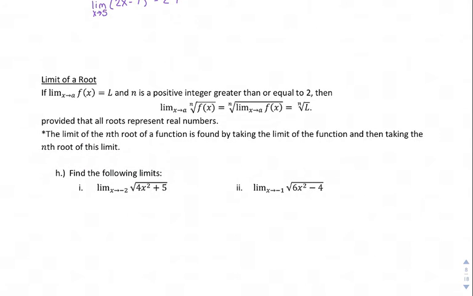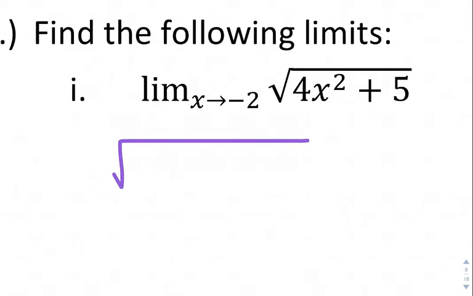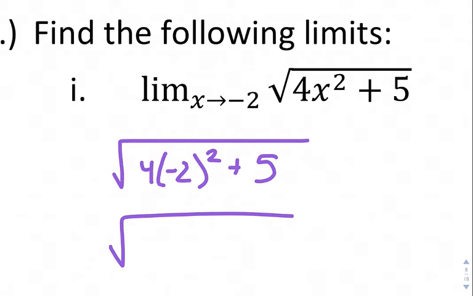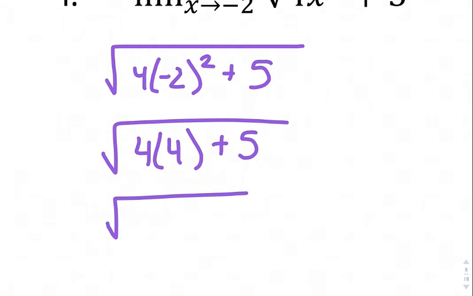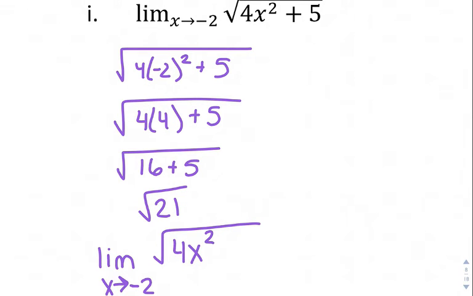Root is the same way. We plug in an x value, we see what our output is. So here it says -2, so I'm going to plug in -2 for any x value I see and simplify. So -2 squared would give me 4. 4 times 4 is 16. 16 plus 5 is just 21. And I really can't break that down, so I'm going to leave that radical 21. So the limit as x approaches -2 of radical 4x squared plus 5 is radical 21. And again, try the next one.